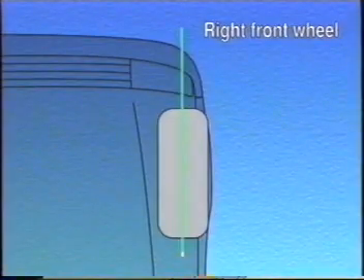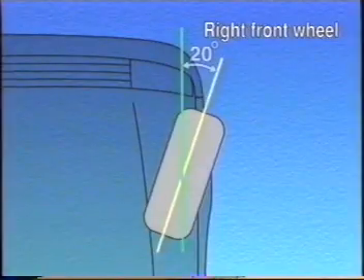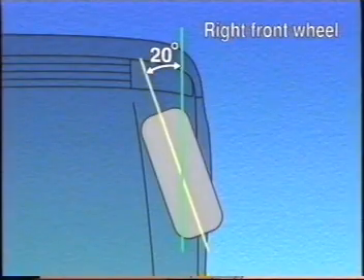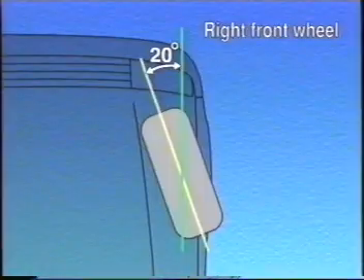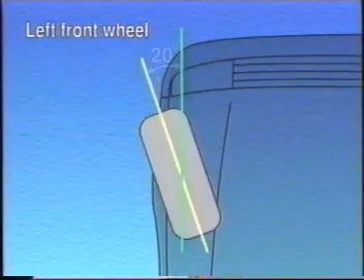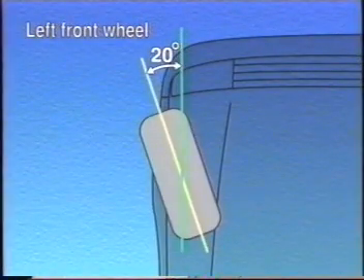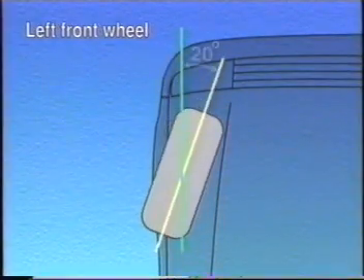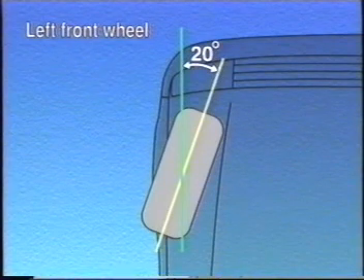When measuring the right front wheel, turn the wheel to the right by 20 degrees. Use this as the reference. Then turn the wheel to the left by 20 degrees and take readings of the scale. For the left front wheel, turn the wheel to the left by 20 degrees and use this as the reference. Then turn the wheel to the right by 20 degrees and take readings of the scale.